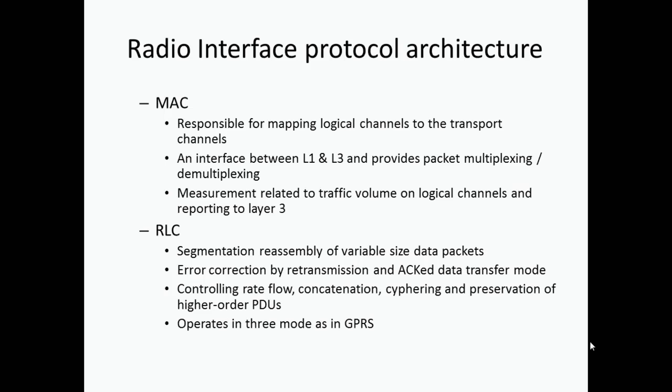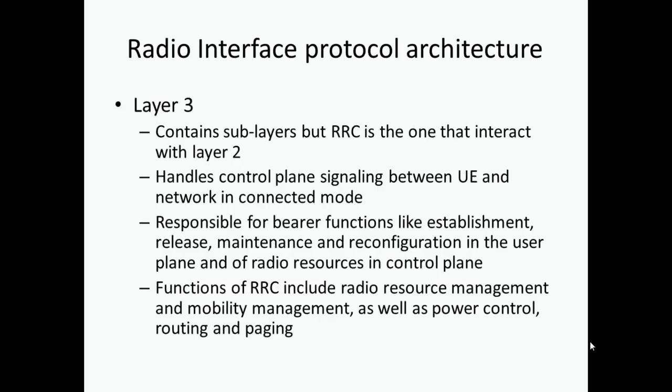Now the other sublayer of layer 2 is RLC, the radio link control layer, handling segmentation and reassembling of variable size data packets. Also, error correction is handled here, along with flow rate control, concatenation, ciphering and preservation of higher order PDUs. It operates in three modes as in GPRS.